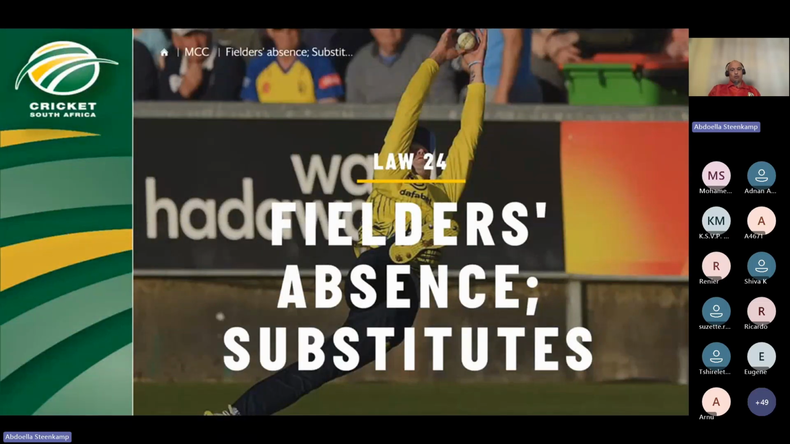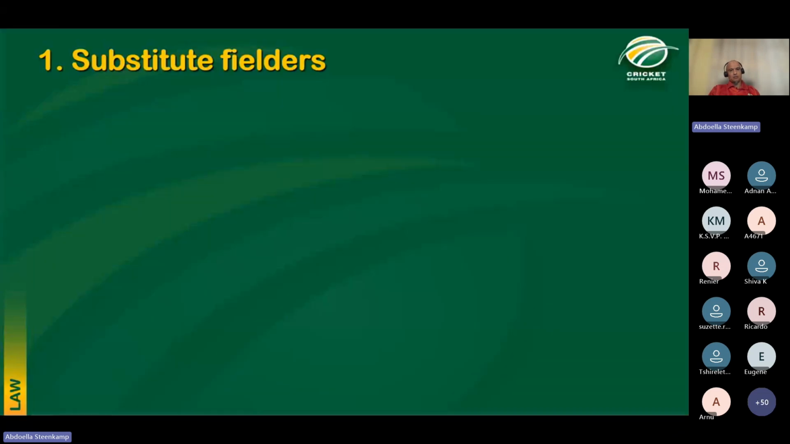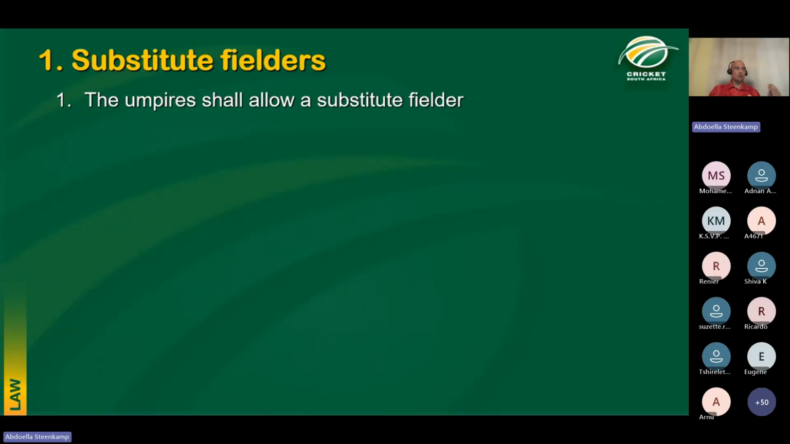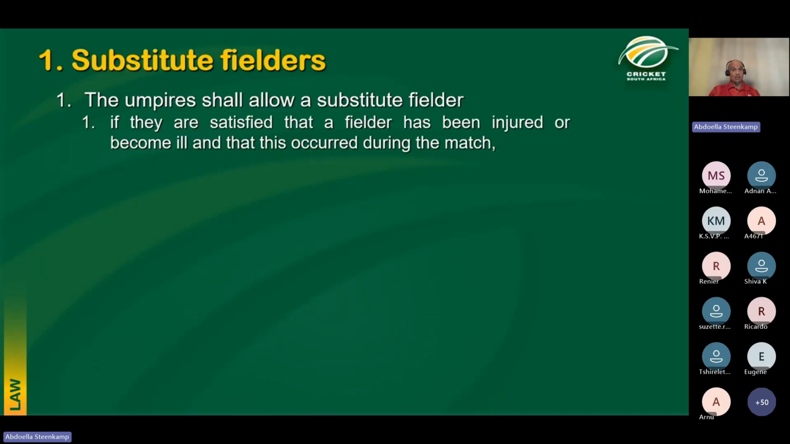Under Law 24, we're only covering one subsection, and that is a substitute. What is the definition of a substitute? When is the umpire to allow a substitute, and what powers does the substitute have? Earlier we spoke about the replacement player, when we can allow a replacement player, and what the powers of the replacement player are. We'll now see, firstly, when the umpires are to allow a substitute fielder, and secondly, what the powers of a substitute fielder are.